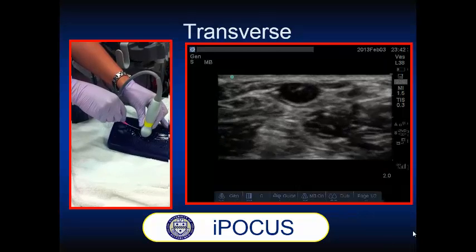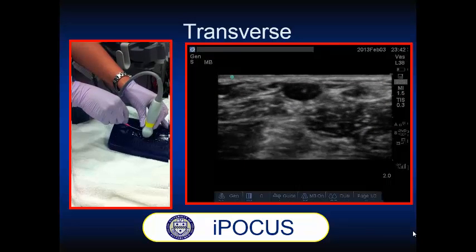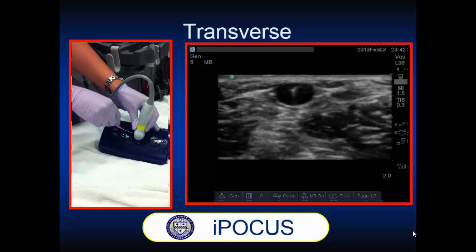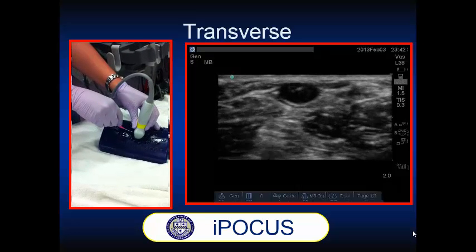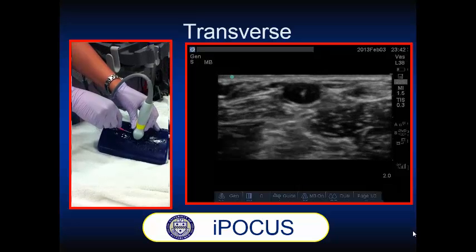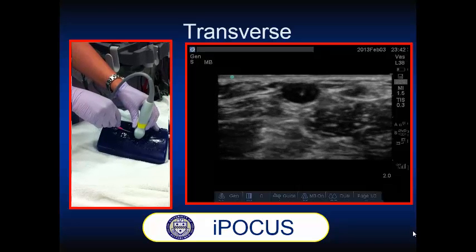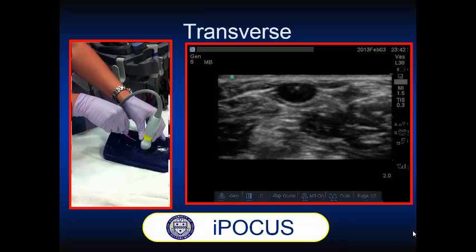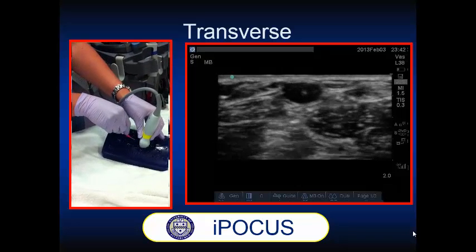Therefore, after you visualize what appears to be the needle tip on the screen, slide the probe distally so that you can confirm that what you are seeing on the screen is actually the needle tip and not a more proximal portion of the needle. Once this is confirmed, the needle can penetrate further through the tissues, or vessel if you have already penetrated the anterior vessel wall, but only a very small distance.